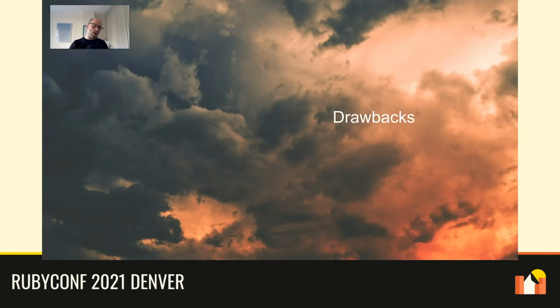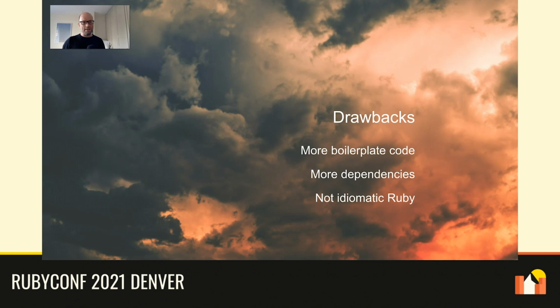But of course, as we all know, it's not sweetness and light. Everything is a trade-off. So there are some drawbacks with this approach. First of all, you've got more boilerplate code. You've also got more dependencies. Of course, dry monads is a gem. It's not built into Ruby. You're also breaking some of the Ruby idioms because Ruby isn't really designed to do this monadic kind of style. And lastly, that means there's a lot more to understand.